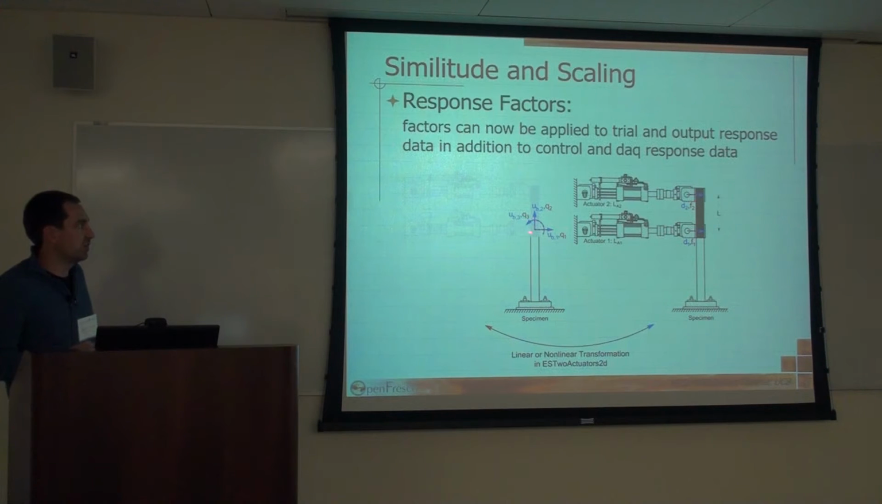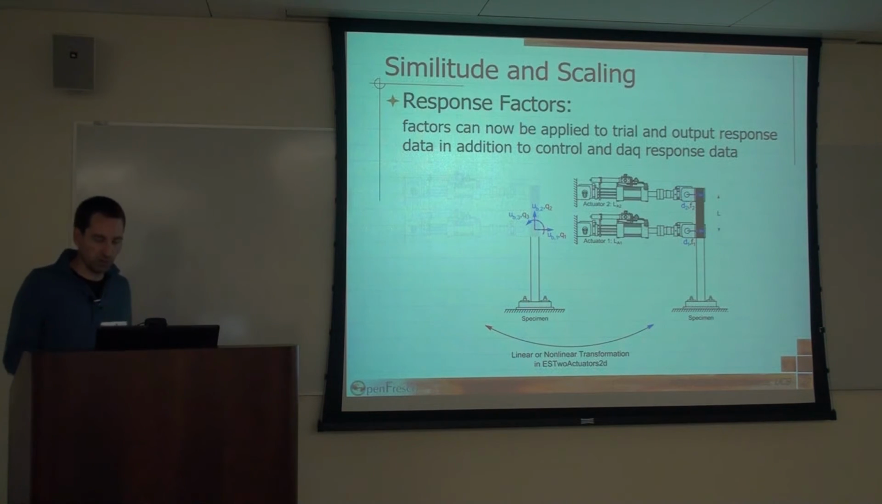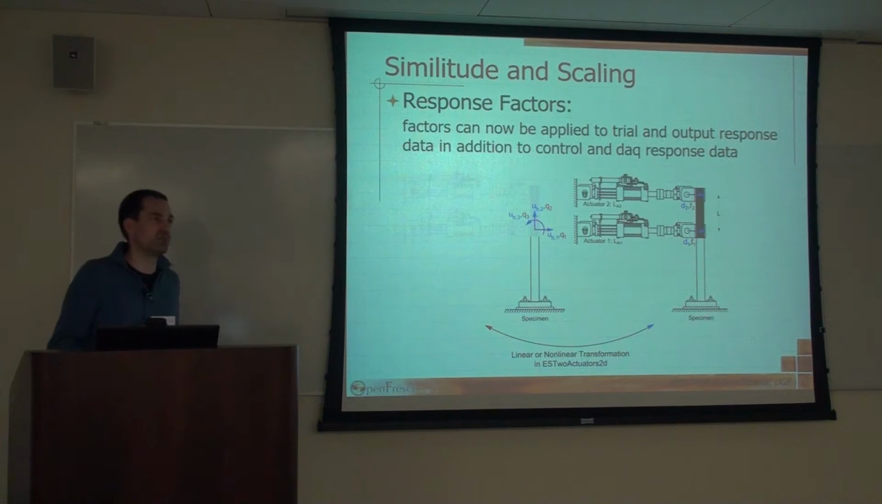You can either put factors on these quantities before you transform from the element degrees of freedom, or you can put factors on the quantities after your transformation, meaning your actuator degrees of freedom. Depending on what you do, for similitude loss it typically works better to do the factors over here, and if you do other scaling things, then it's better to do the factors over here. Both of those are available in OpenFresco.